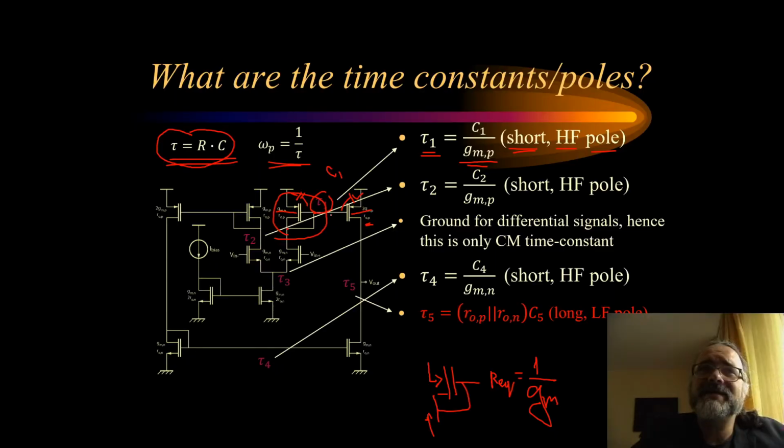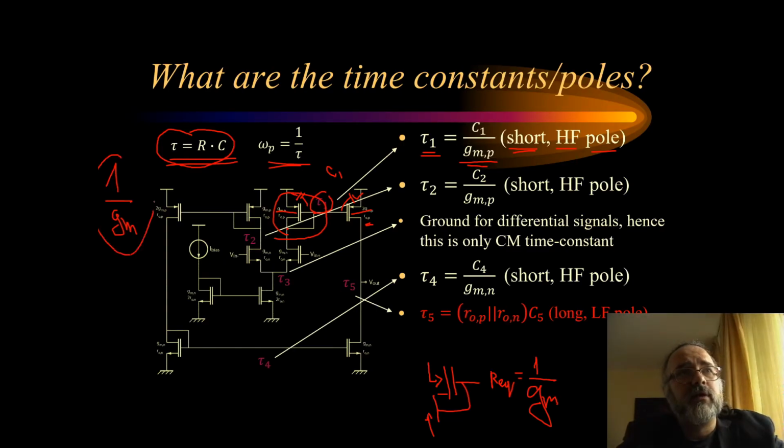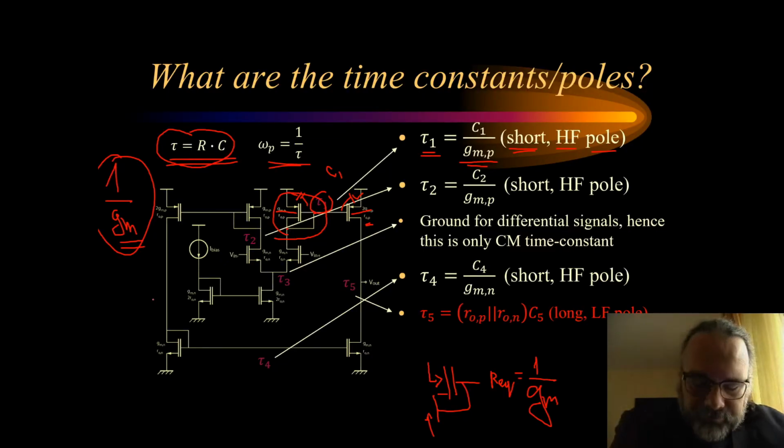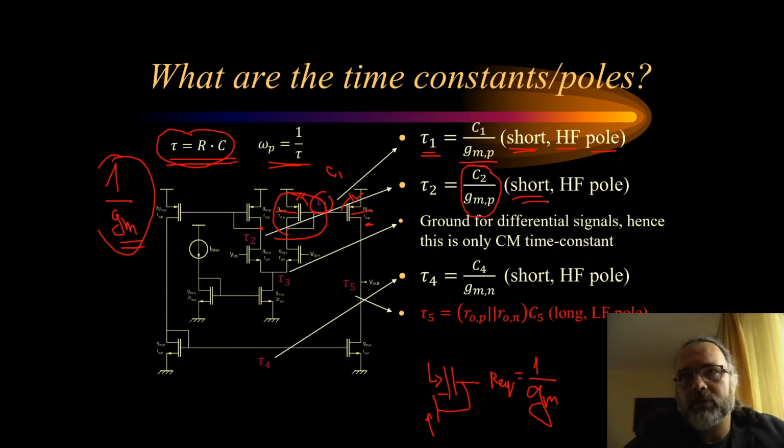So in this case, we can charge the equivalent capacitance here at this node quickly, because we are charging it through a small signal resistance, and its small signal resistance is actually 1 over gm, the small signal resistance of a diode connected transistor. And this is a small value, since gm in the transistor in saturation is a large value. The same reasoning applies for this node. This results in a time constant which is also short, hence it will generate a high frequency pole.